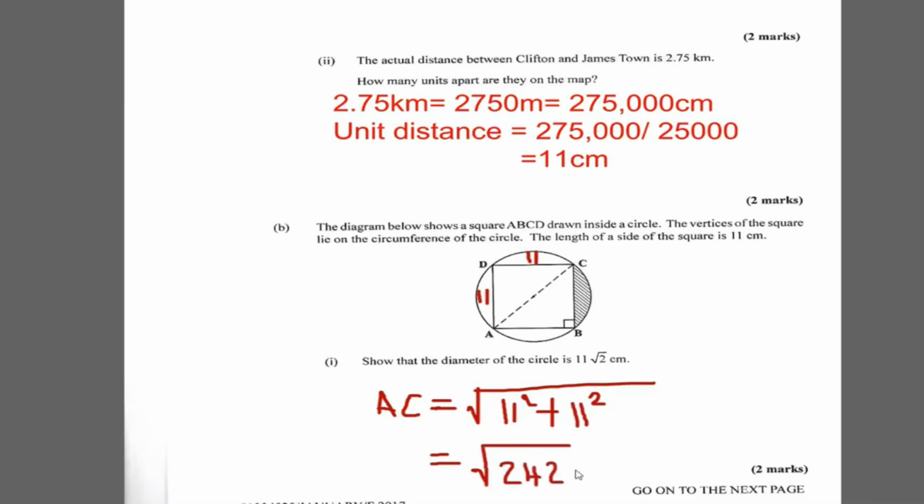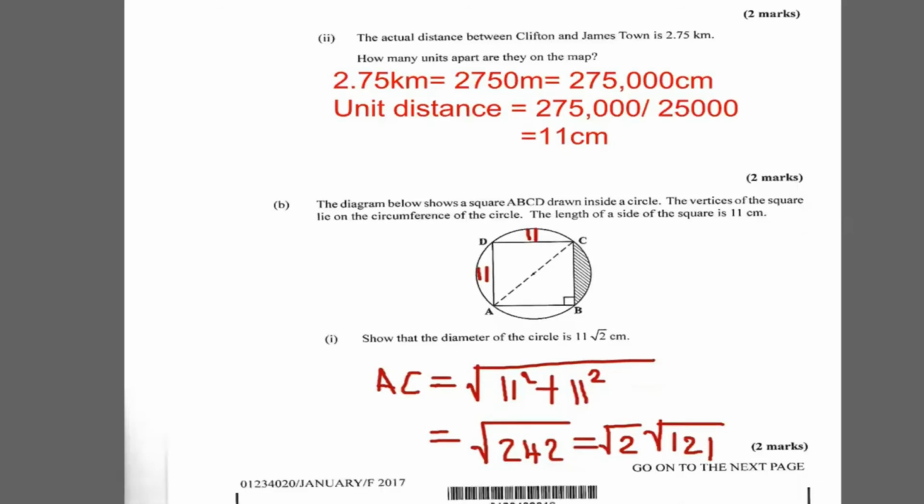Now the square root of 242 can be written as the square root of 2 times the square root of 121. Now the square root of 121 is 11. And so this works out to be 11 times root 2. So the diameter is indeed 11 root 2. No problem with this question. So the diameter is 11 root 2 centimeters. Nice.